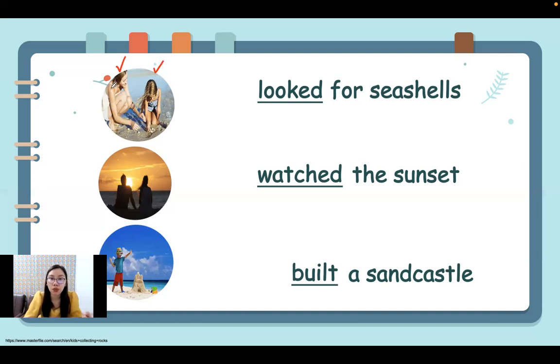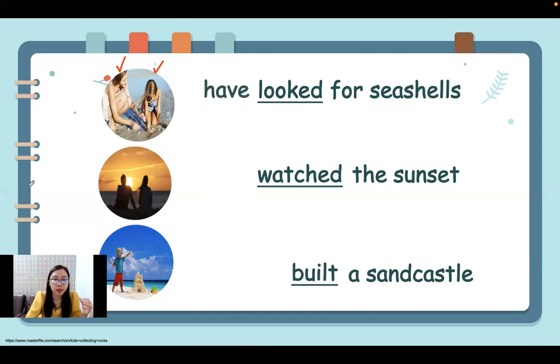So what are we going to use? Are we going to use he, she, they? Okay, so we can use they. They is a plural subject, so we use have.